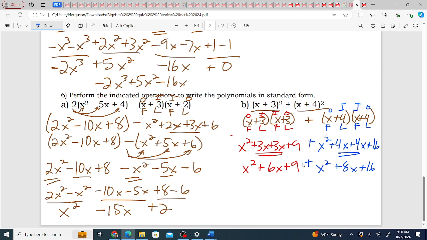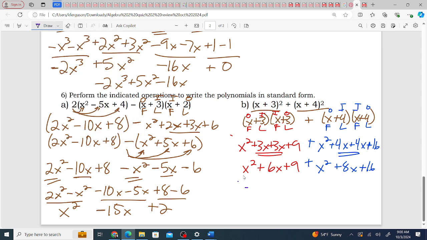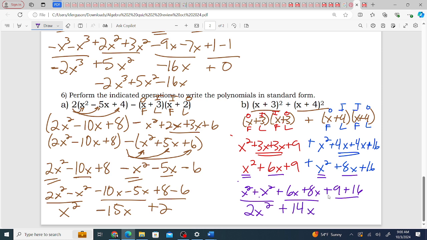So now I just combine my like terms. So let's go purple. So I've got x squared and x squared. I've got x and I've got x, and then I've got two numbers. So x squared plus x squared plus 6x plus 8x plus 9 plus 16. What's x squared plus x squared? That's 2x squared. What's 6x plus 8x? That's 14x. And then what's 9 plus 16? It's 25. Done. That's everything.